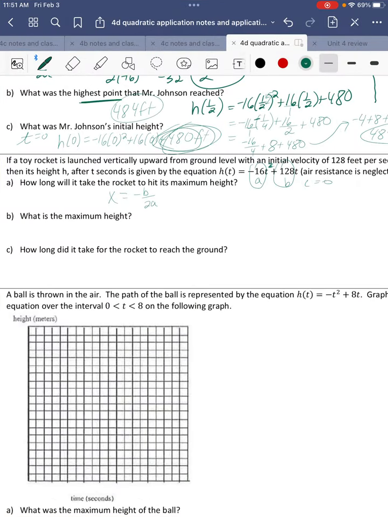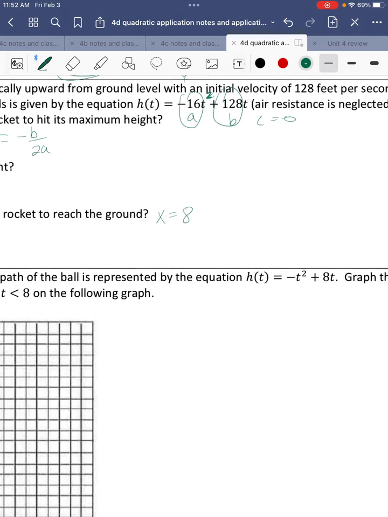So how long does it take for the rocket to hit the ground? It's at 0 seconds and 8 seconds. Well, it didn't go up if you're at 0. That's the start. So it'd actually be at 8. And here's how you mathematically do this. So we have negative 16t squared plus 128t.